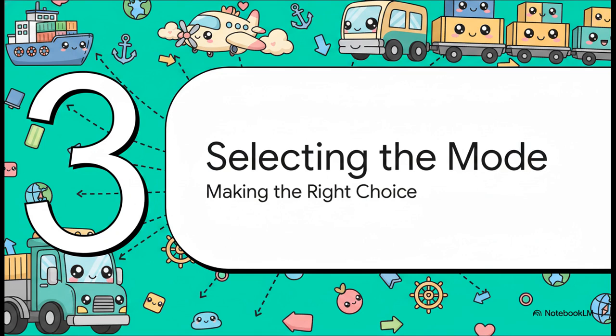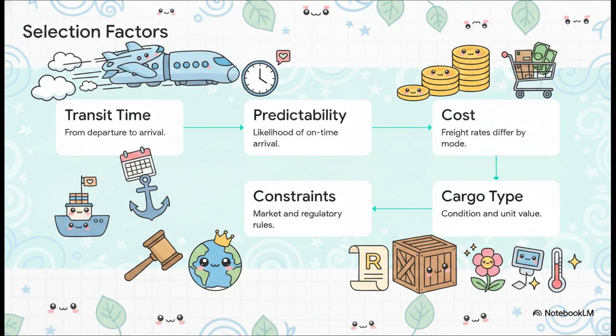Knowing the modes is great in theory, but how do we actually choose? Well, logistics managers have to carefully juggle these five crucial factors. They have to balance the transit time against the predictability of the arrival. They're constantly comparing the cost of transportation against the actual physical needs of the cargo. And finally, they have to navigate market and regulatory constraints, like government rules that might actually force you to use a national carrier. It's like a giant puzzle.